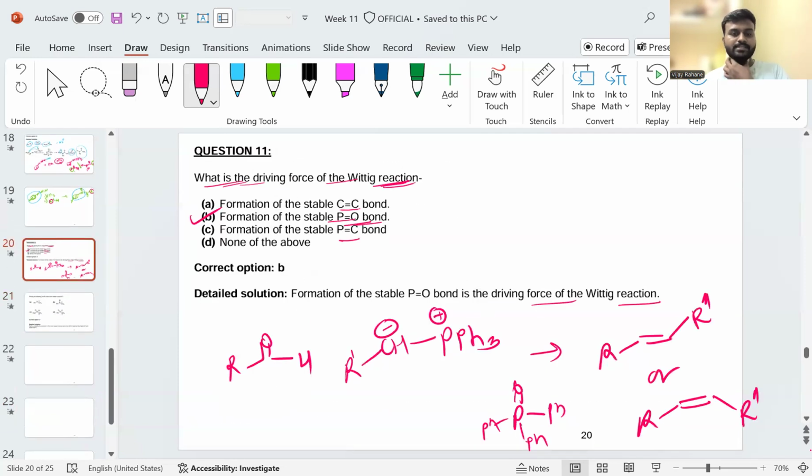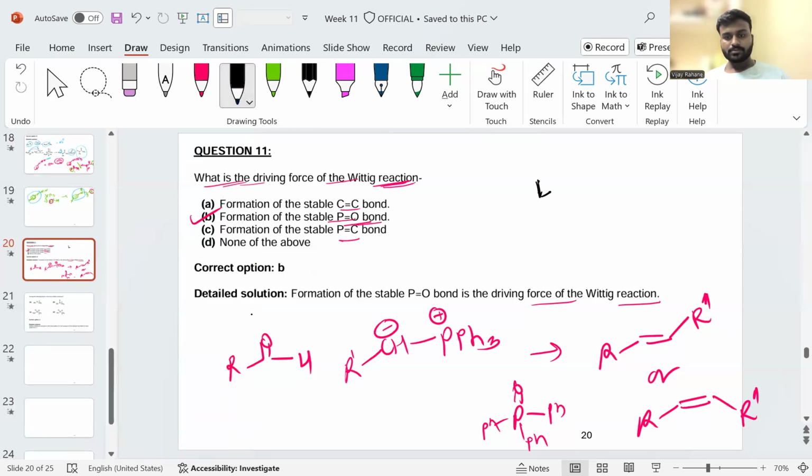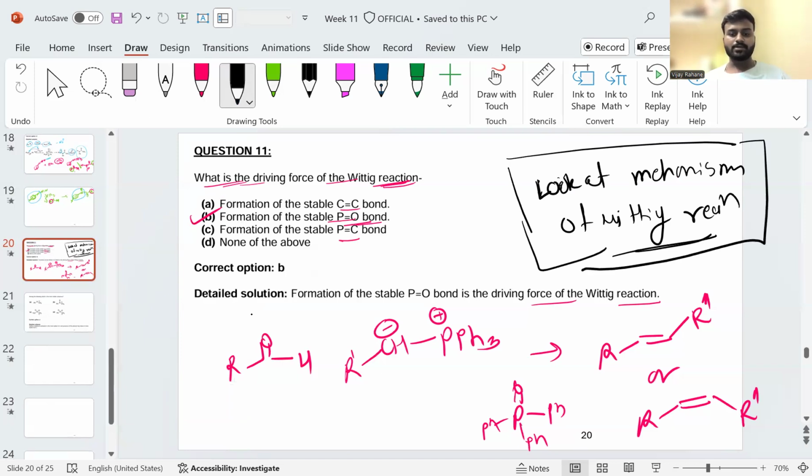For better understanding, just have a look at the Wittig reaction mechanism. I will give this as homework for you. So you will understand where this P double bond O formation takes place in the reaction mechanism.